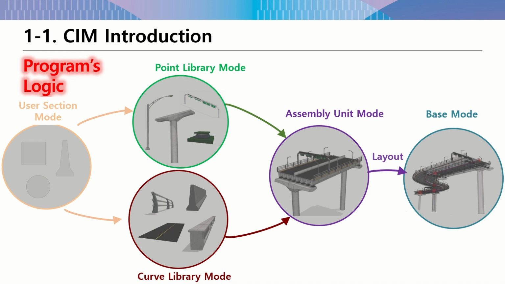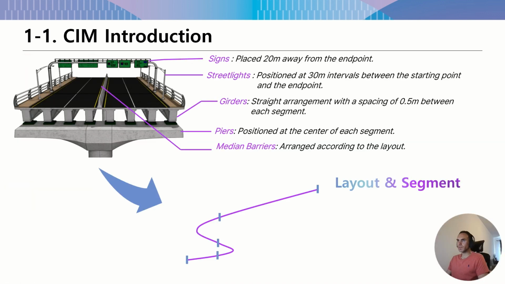The program logic is based on several interfaces to work with. From the user section, you create user sections, a point library, and a curve library, where you create the single objects that need to be assembled in the assembly unit mode. The assembly unit mode is assigned to the layout to create the whole model.